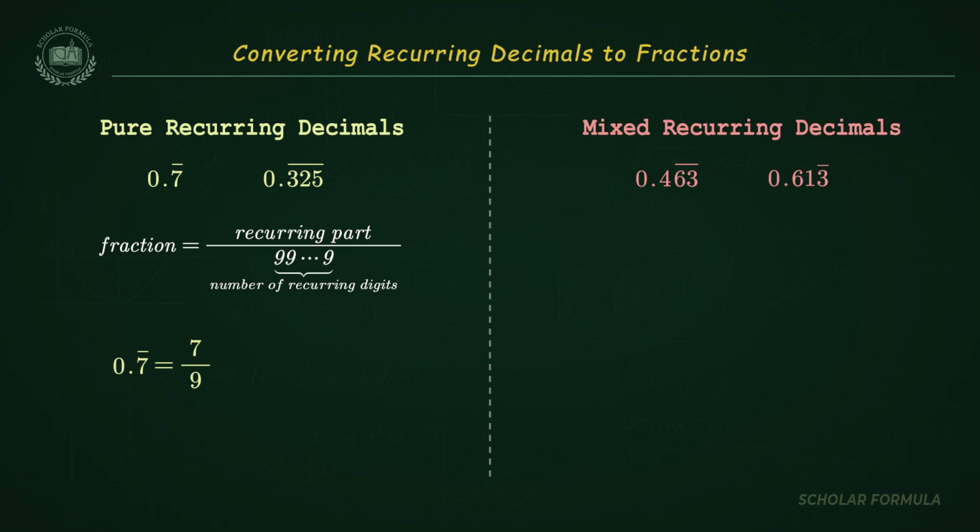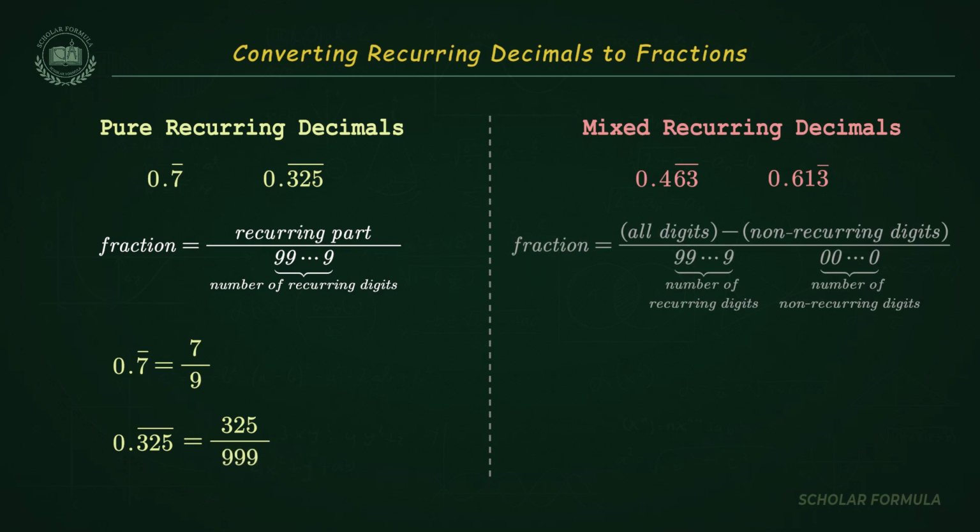The result is 7/9. What if 3 digits repeat? In this case, the pattern is 325, so that's our numerator. Since there are 3 repeating digits, we place 3 9s in the denominator. Simple as that. Now, for mixed recurring decimals, the formula gets slightly more involved.